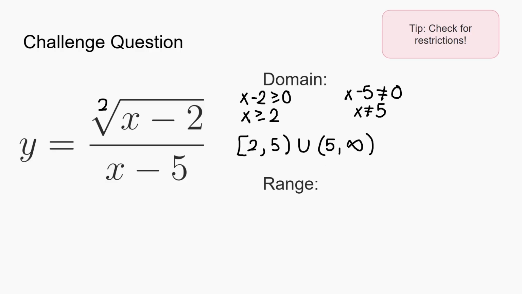Now let's get started with range. This might seem like a lot, so why don't we break it up? For example, we'll test some x values and see what y values pop up. A good one to test could be 2, right? Because this brings our top to 0. So when x equals 2, y is going to equal 0 divided by 2 minus 5, which is 0. So we know that y being 0 is included, right?